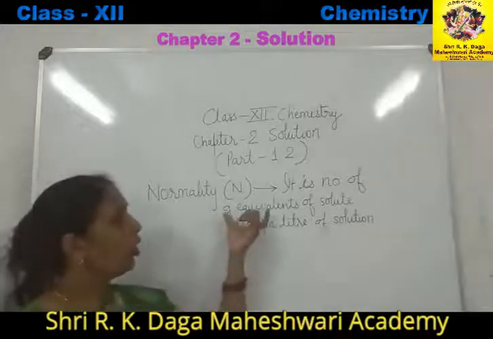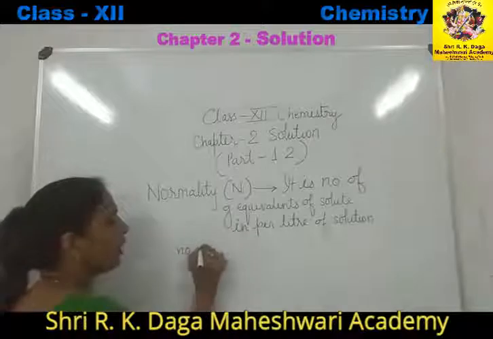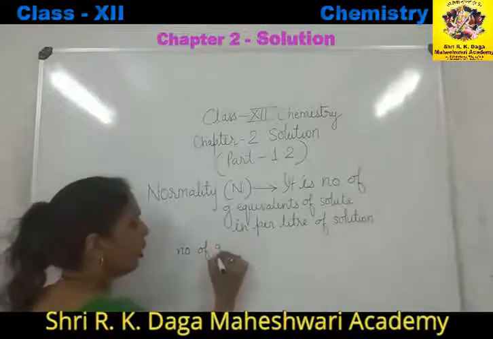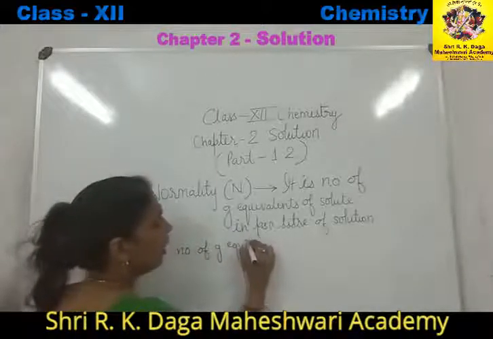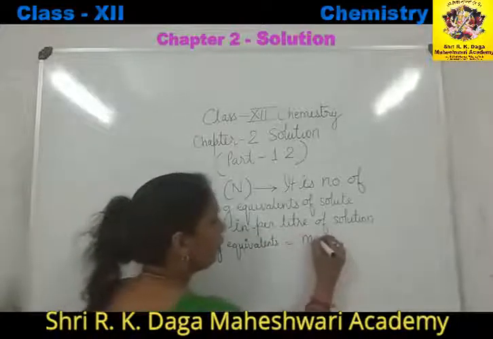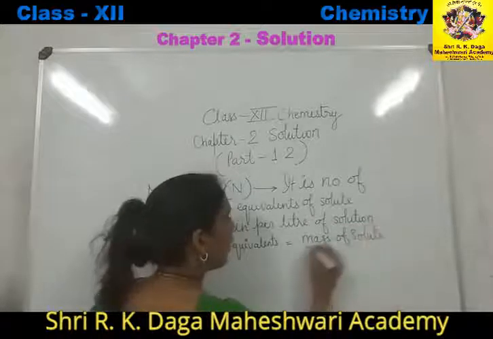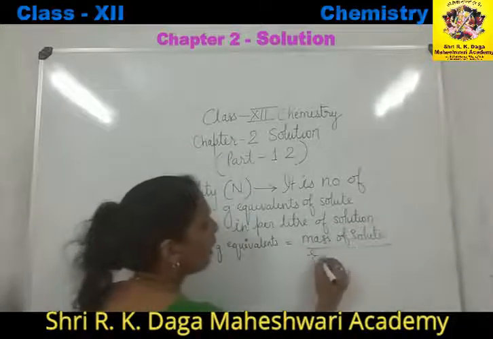Now what do you mean by number of gram equivalents? Number of gram equivalents means the mass of solute divided by the equivalent mass of solute.